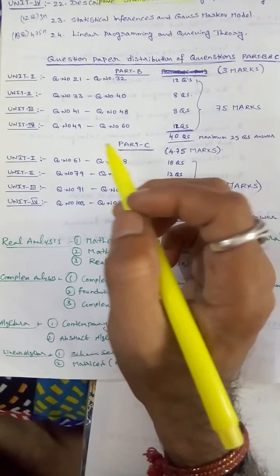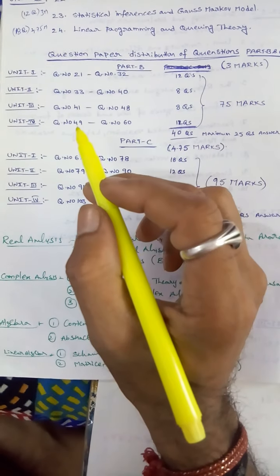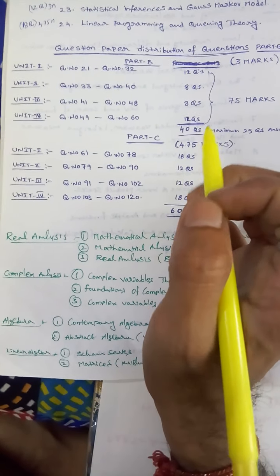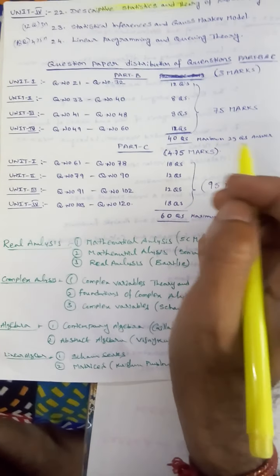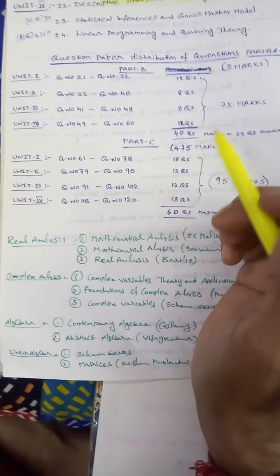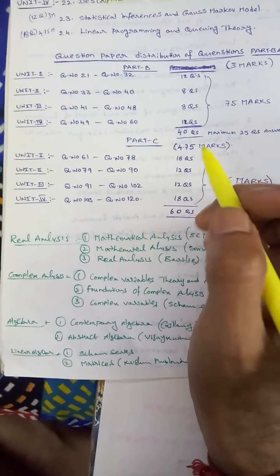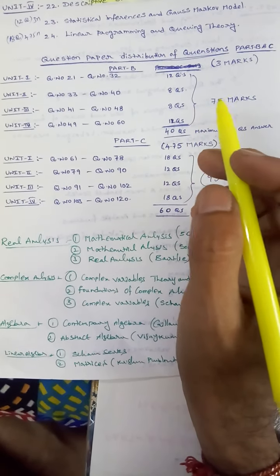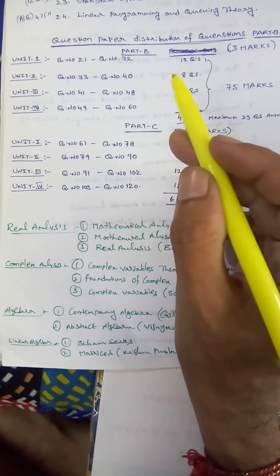If we include Unit 4, we get 12 questions from Part B. So the total number of questions from Part B is 40. Out of 40 questions we have to answer a maximum of 25 questions, and each carries 3 marks. So the total marks awarded for Part B is 75 marks. Now coming to Part C. Remember that in Part B we have negative marking: 0.75 marks will be deducted for every wrong answer. This is only for Part B.